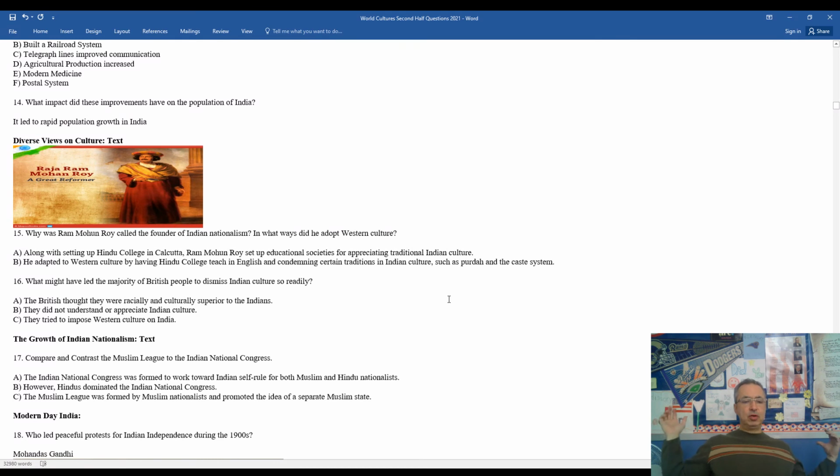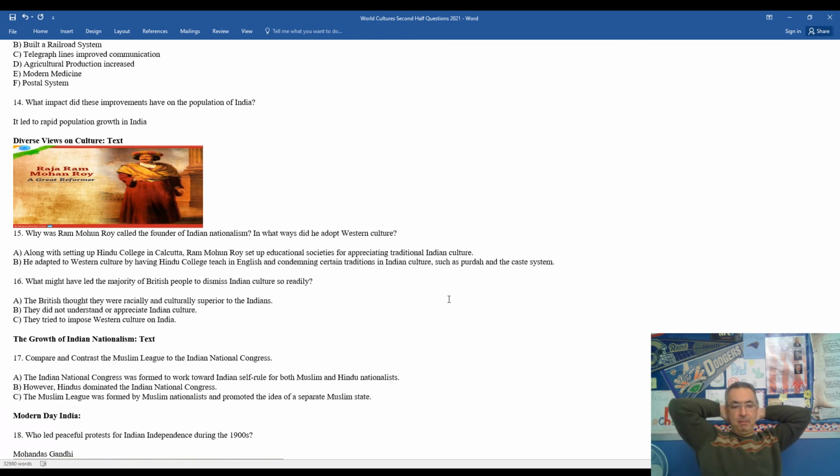Eventually, India is going to begin to rise up. The Muslim League and the Indian National Congress are two groups. The Indian National Congress was formed to work towards Indian self-rule for both Muslim and Hindu nationalities. However, Hindus dominated the Indian National Congress, so the Muslim League was formed by Muslim nationalists and promoted the idea of a separate Muslim country or state.